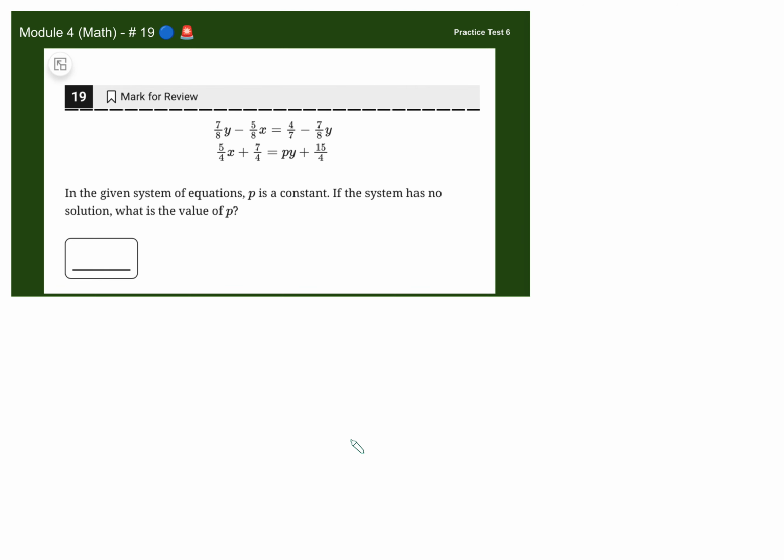This problem here says, in the given system of equations, P is a constant. All right, so P right here, that's a constant. If the system has no solutions, what is the value of P?